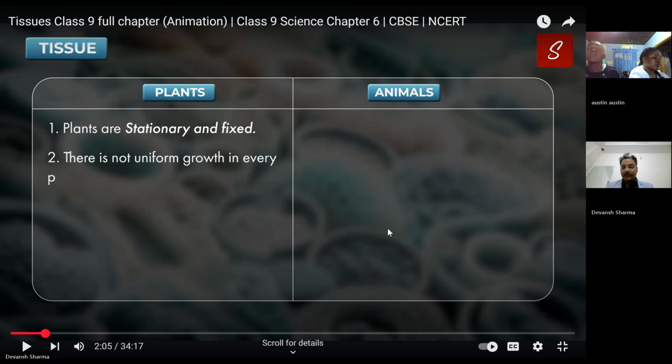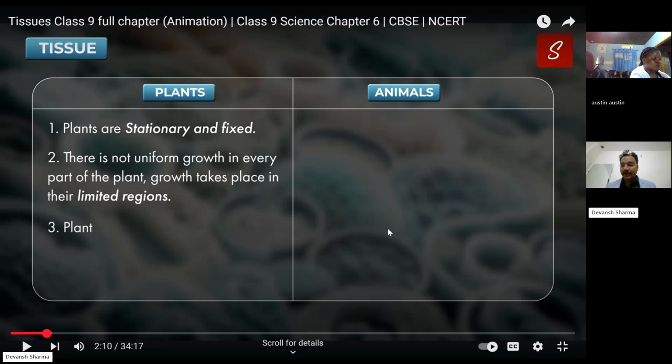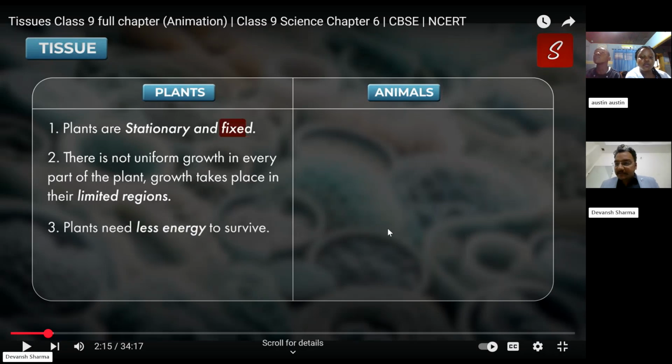There is not uniform growth in every plant. Their growth takes place in their limited regions only.